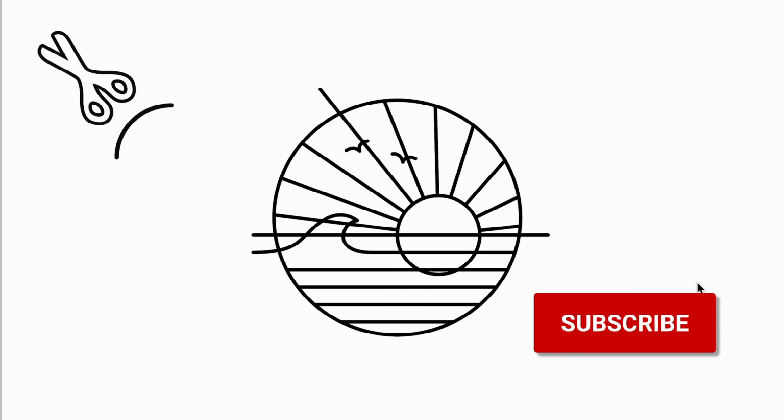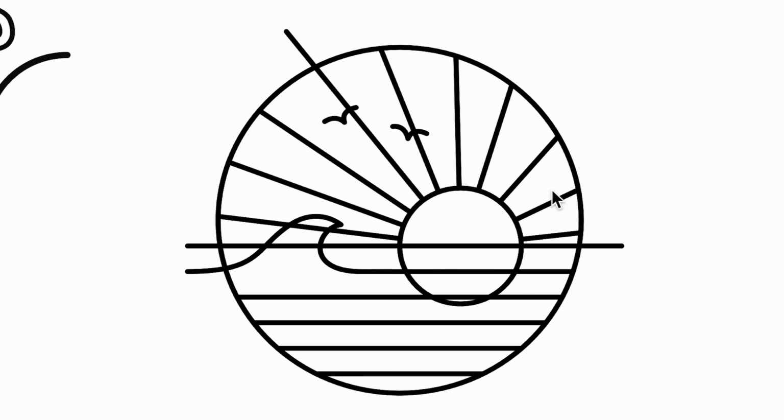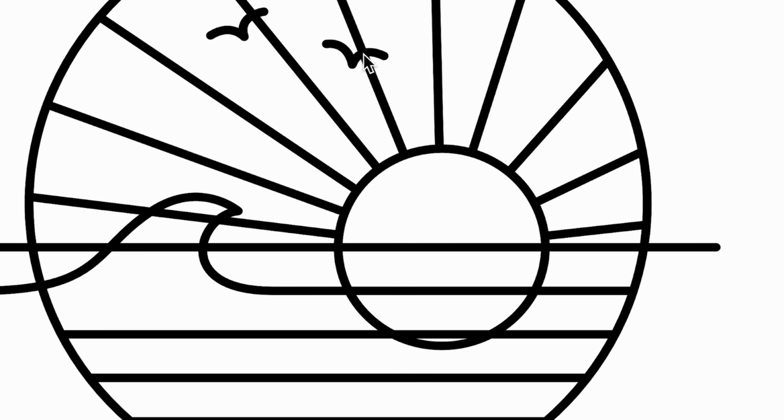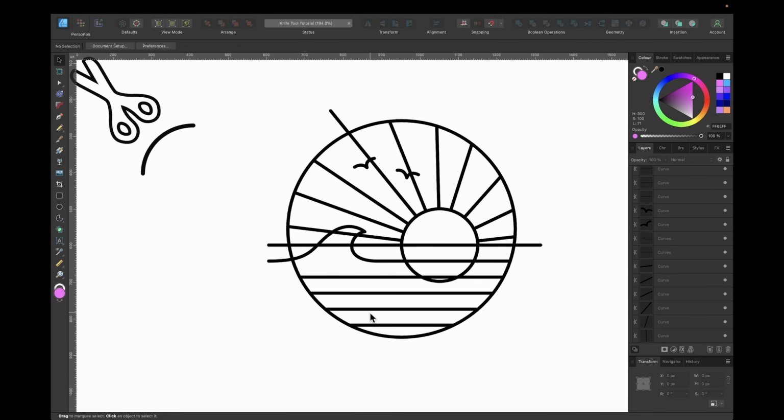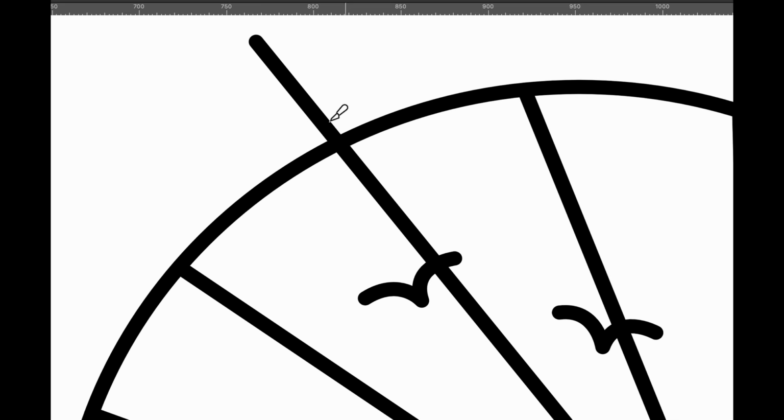So here's an example where I would actually use the scissors tool. I've got the simple line drawing. It's a wave, a sun and some seagulls there, and you've got the sea down here. So what I'm going to do is I'm going to start making my cuts. So I'm going to press K for the knife tool. Obviously, we're going to be using the scissors tool. So now I'm just going to zoom in and start making my cuts.